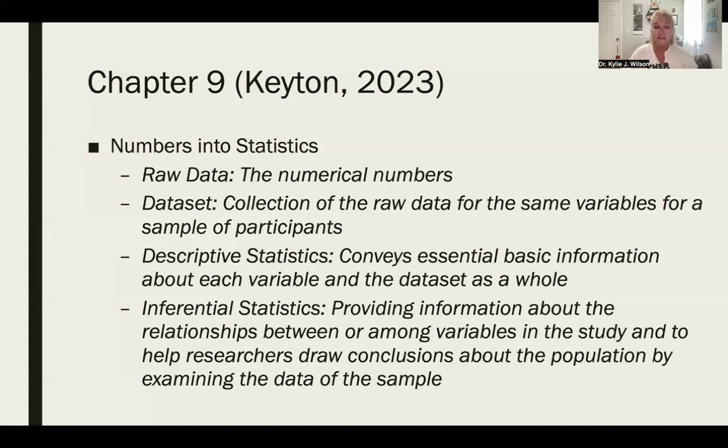So then we have our inferential statistics. So this is going to provide the information about the relationships between variables, among variables, and that helps the researchers draw those conclusions because they examine the data in the sample, right? They're looking at the relationships. We can definitively say that this many people interacted with each other or whatever relationship you're exploring, okay?